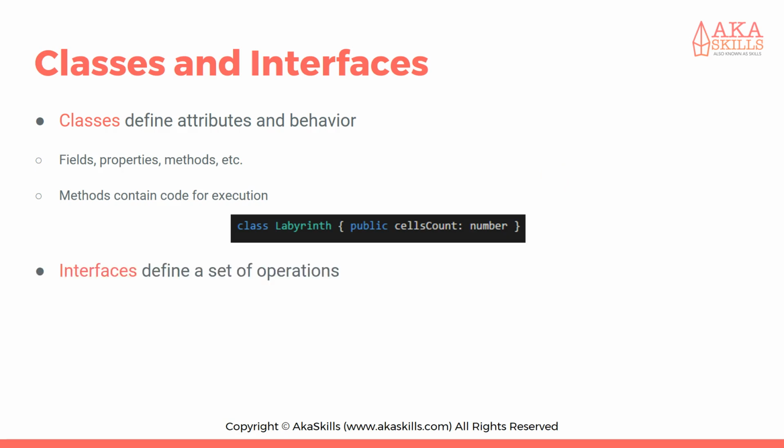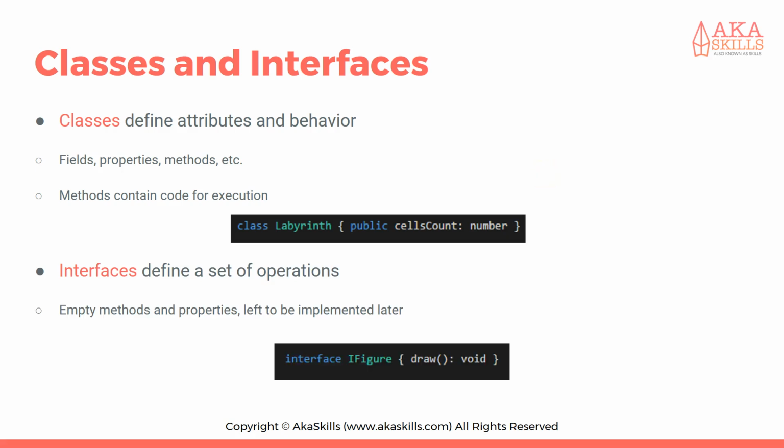Interfaces define a set of operations, and there are empty methods and properties left to be implemented later. Here is an example: we are saying interface IFigure, which has a method Draw, which is actually void. The point here is that interfaces define only what implementing classes will have. So inside an interface, we don't have the implementation of a method, we just define it. And after that, when we inherit this interface from some class, we have to implement it. Standard practice for naming interfaces is to place I in front of the name.